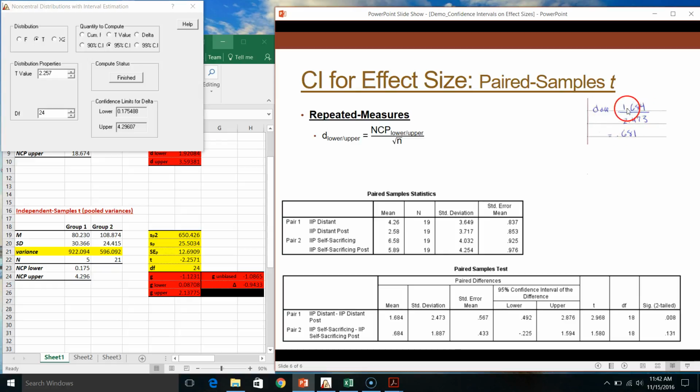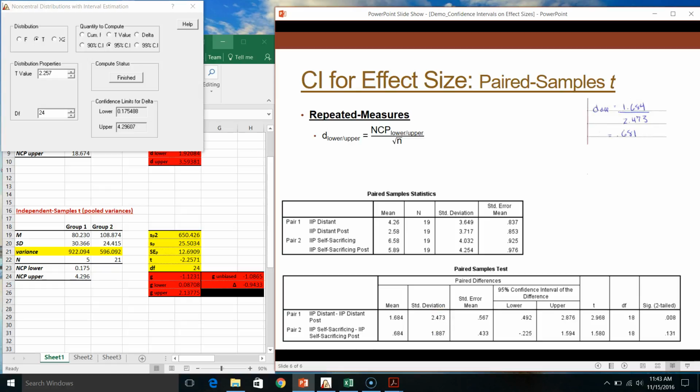This is easy. We've got the mean of our difference score, or if we just take 4.26 and subtract 2.58, it gives us the same number. Here, SPSS has calculated the difference of 1.684, and remember we're going to divide this by the standard deviation of the difference scores.